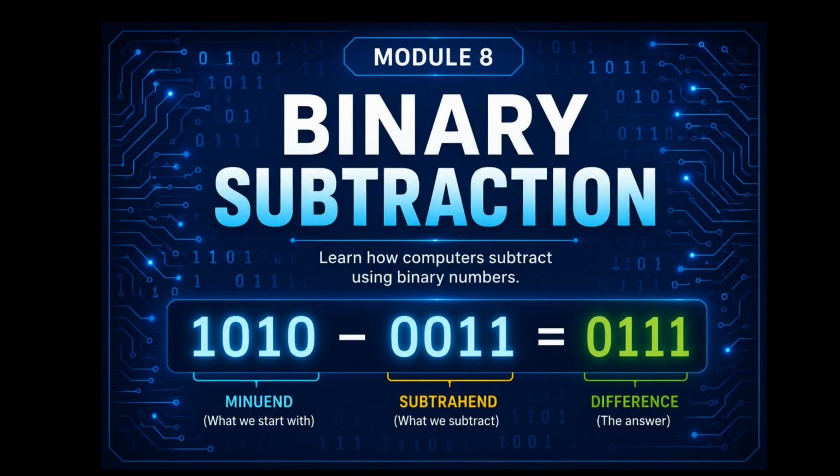In this lesson, we'll learn binary subtraction. Just like addition, computers can also subtract binary numbers, using only zeros and ones. Here, we subtract 0011 from 1010. And the answer is 0111. You'll also learn what the minuend, subtrahend, and difference mean. Let's get started.